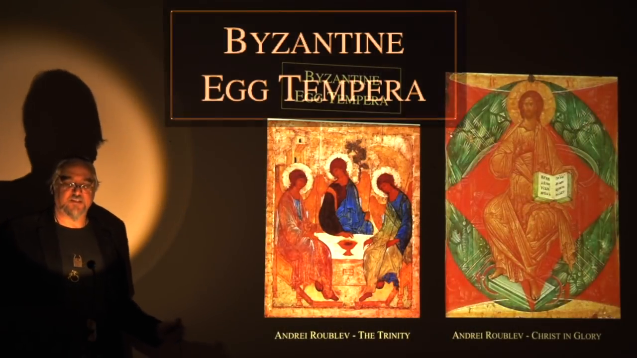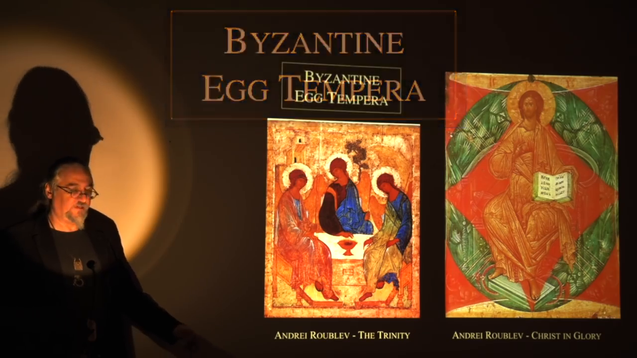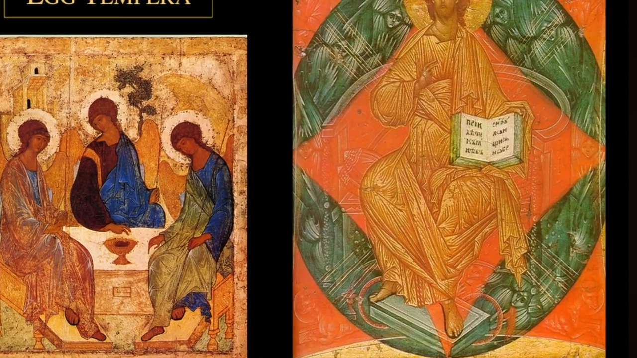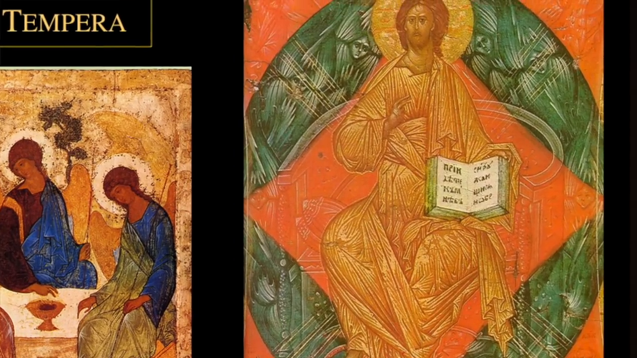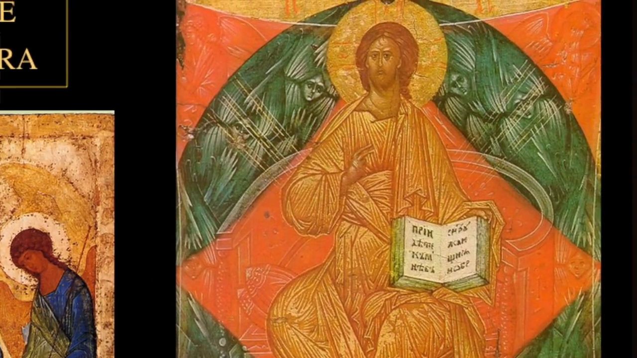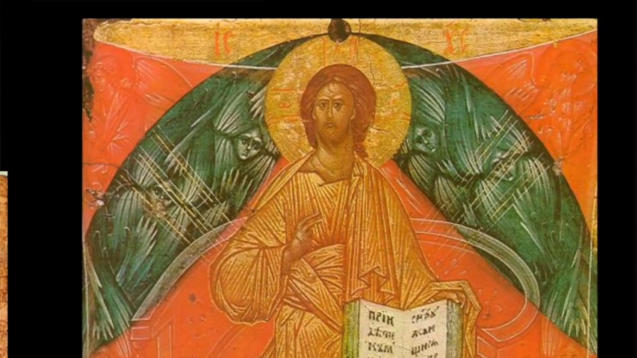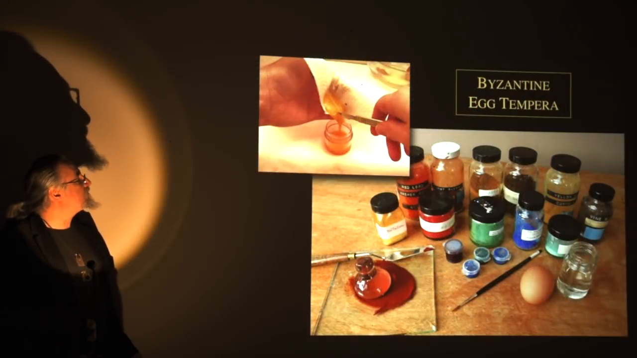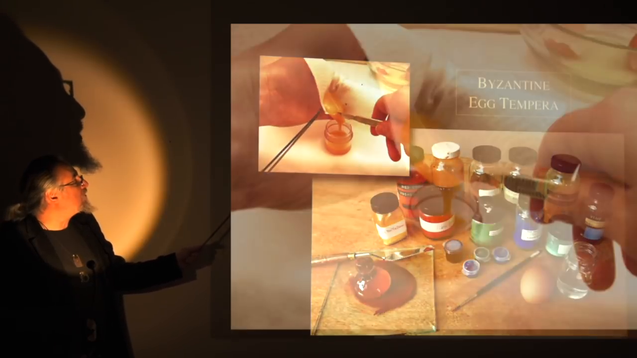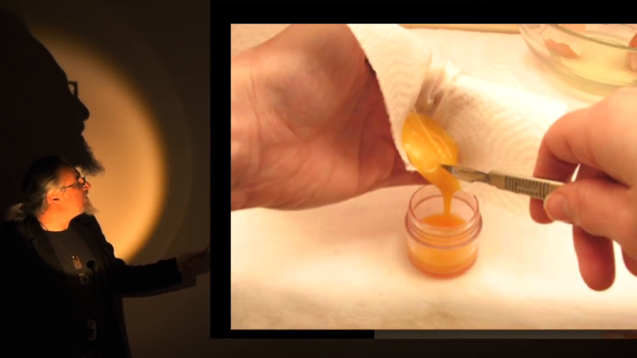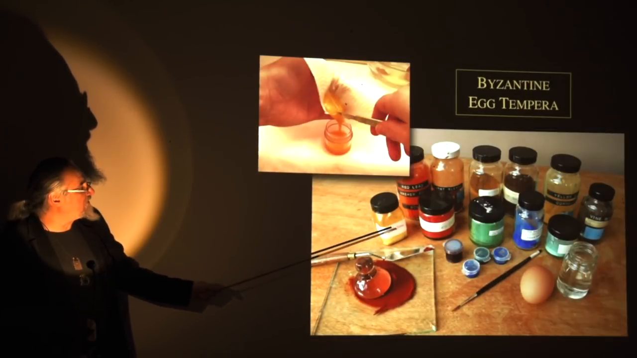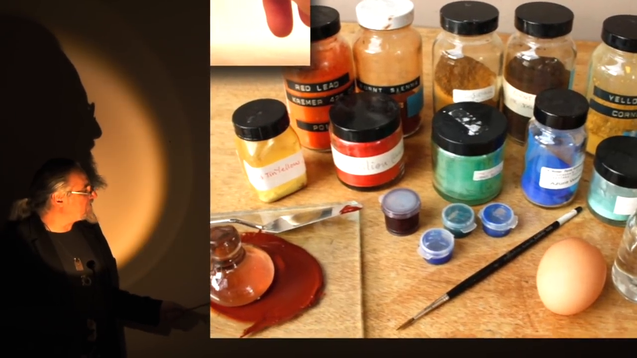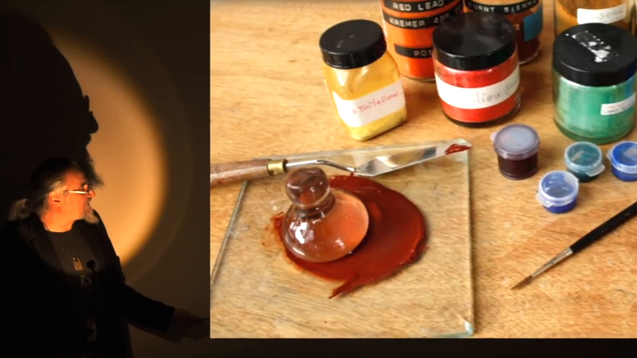Then we come to Byzantine egg tempera, and so the Byzantine period, which extends from around 500 in the Common Era to 1500. The common use of egg tempera in Byzantine art, and these two excellent examples by Andrei Rublev, who was a later Russian painter. To make egg tempera, then, you can take just the yolk and pierce the yolk and use the yellow of the egg and combine the yellow of the egg with these pigments. And once you grind them together, you have your basic substance.